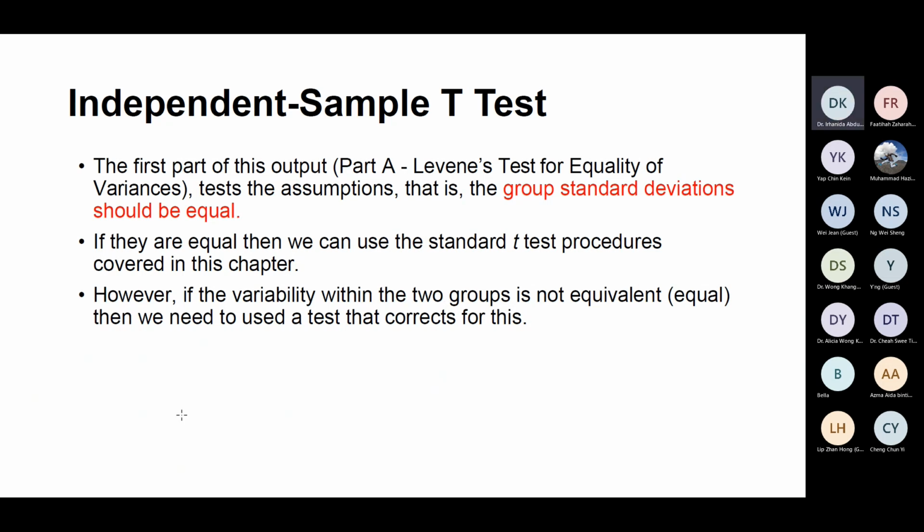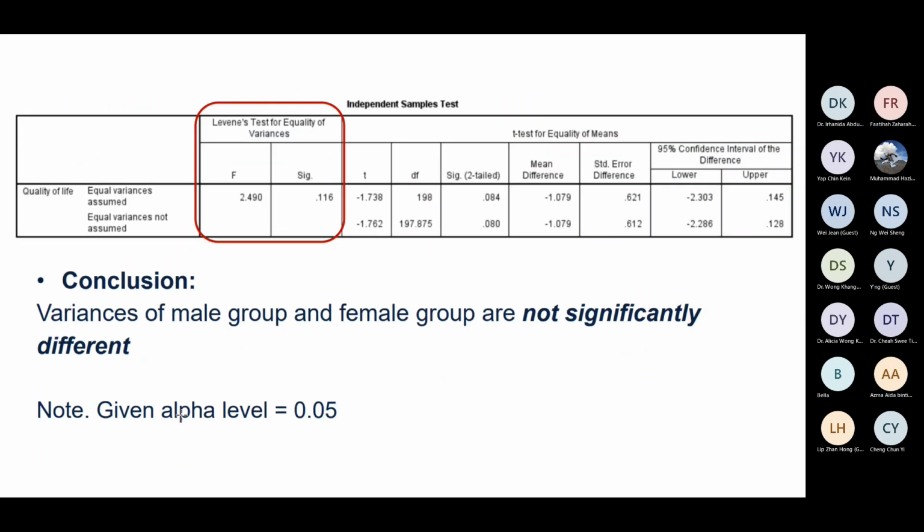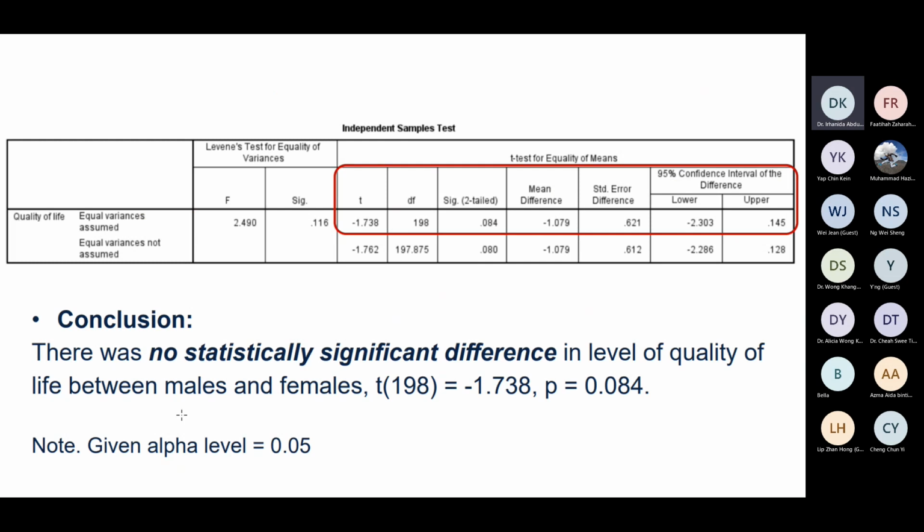Two row part here, right? Here, one, equal variances assumed, and two, equal variances not assumed. So first we see here, you might want to ask me which result that I need to read. Is it the top one or the bottom one? We need to read the first one first.